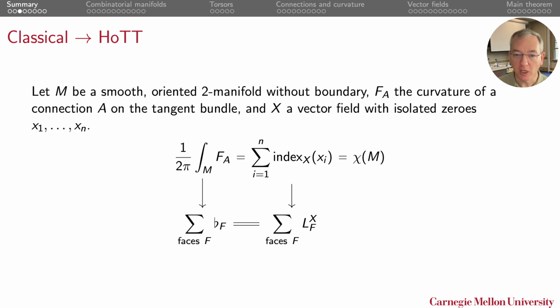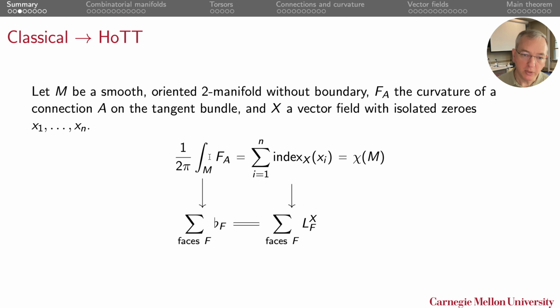That's part of this classical story where if we have a 2-dimensional smooth manifold without boundary and we add either of 2 different structures on top of that, either a connection on the tangent bundle with curvature f or a vector field with isolated zeros, then we can do either of these 2 computations in the upper left, the total curvature and the total index, and either of those is equal to the Euler characteristic.